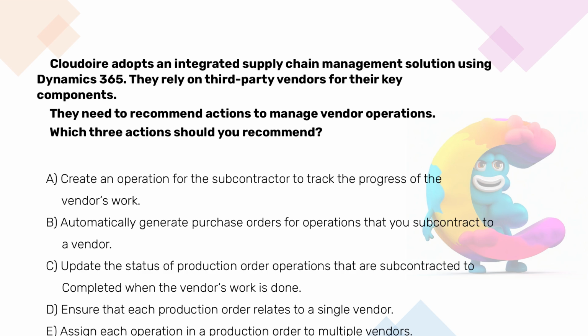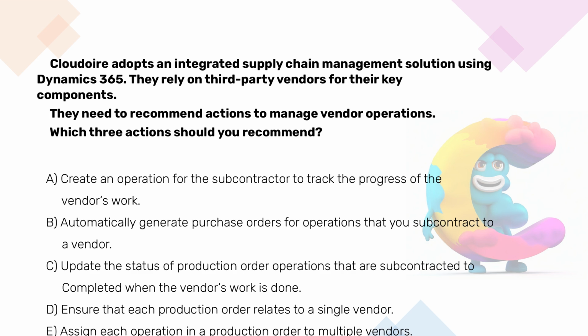We adopt an integrated supply chain management solution using Dynamics 365. We rely on third-party vendors for our key components. We need to recommend actions to manage vendor operations. Which three actions should you recommend? A. Create an operation for the subcontractor to track the progress of the vendor's work. B. Automatically generate purchase orders for operations that you subcontract to a vendor.